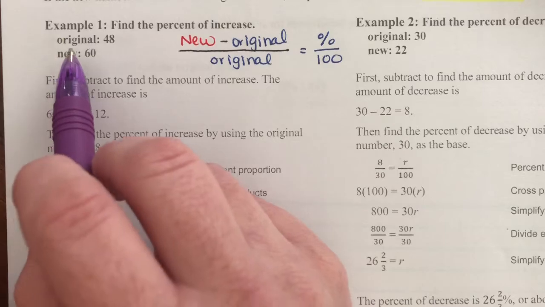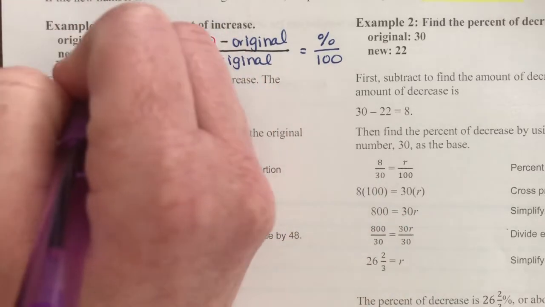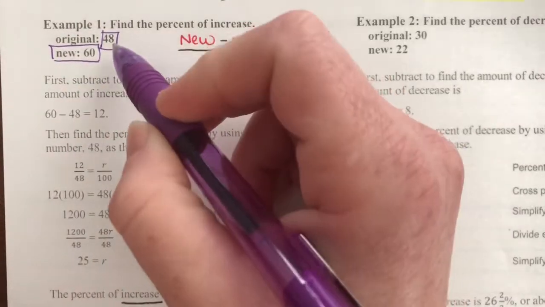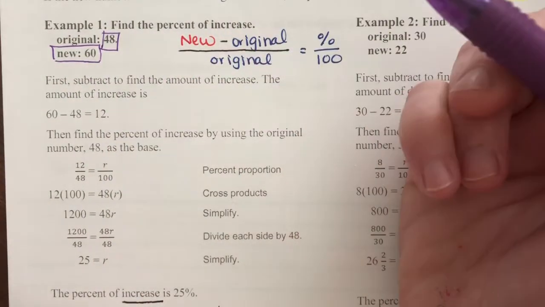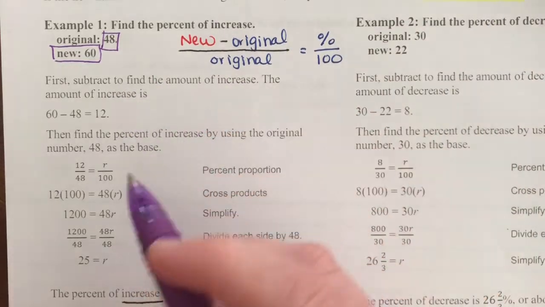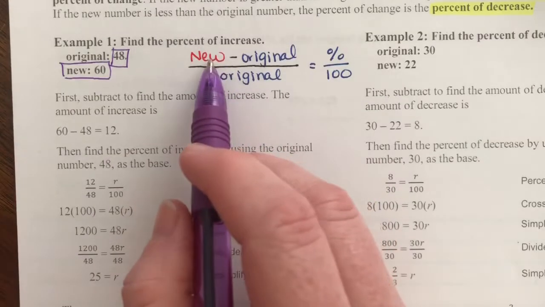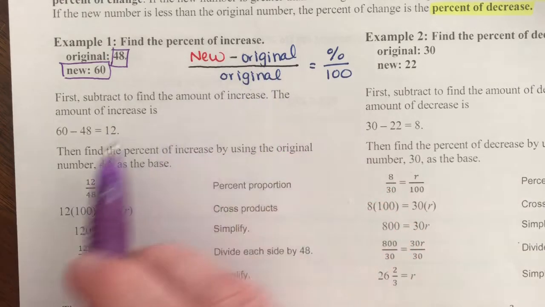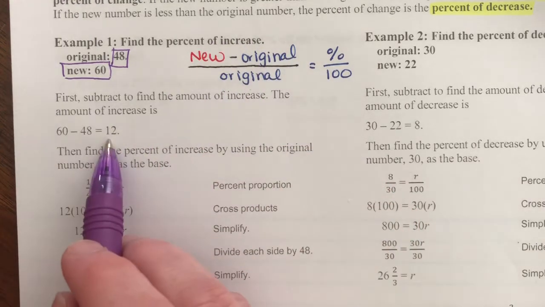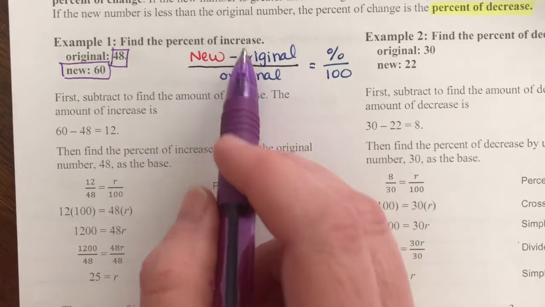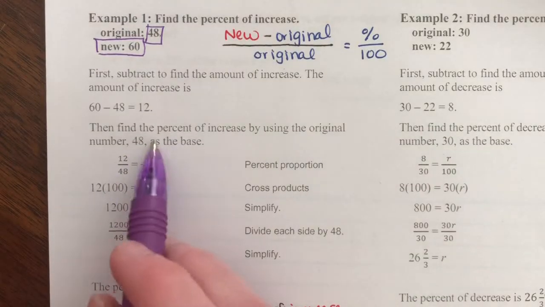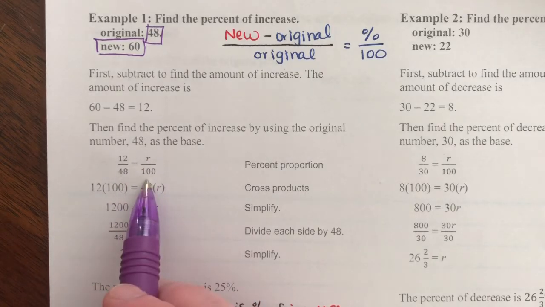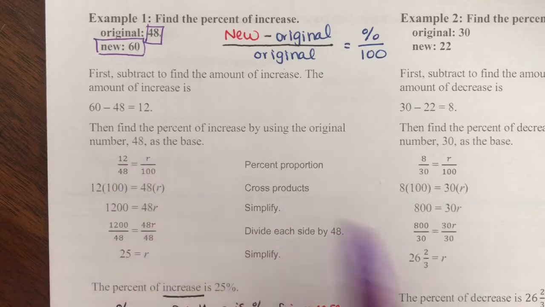So here for example 1, the new amount is 60. The original amount was 48. So we went up, obviously. 48 to 60, we went up. This is going to be a percent of increase. So we're going to, on top, write new minus original, 60 minus 48, over 48, right? So on top, 60 minus 48 is 12. So we're going to have 12 over 48, which is what they set up here. 12 over 48 equals the percent of change over 100, right? So that's the proportion that we're trying to solve.